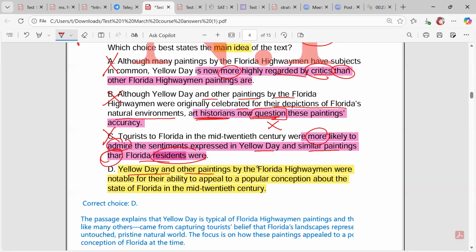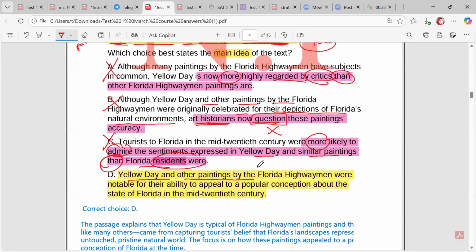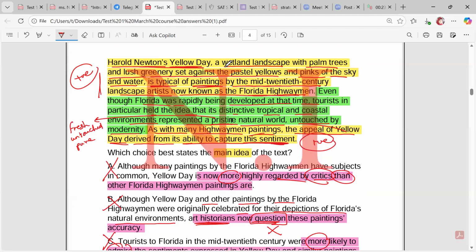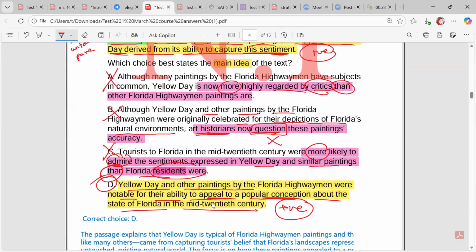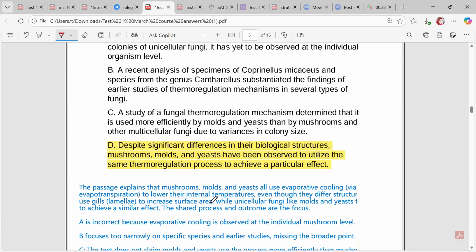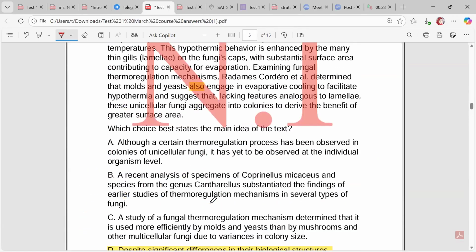Yellow Day and the other paintings by Florida Highwaymen were notable for their ability to appeal to a popular conception about the state of Florida in the mid-20th century, and this is so positive about what is there. Okay? So, let's go for this one, the last question. This is the last question.